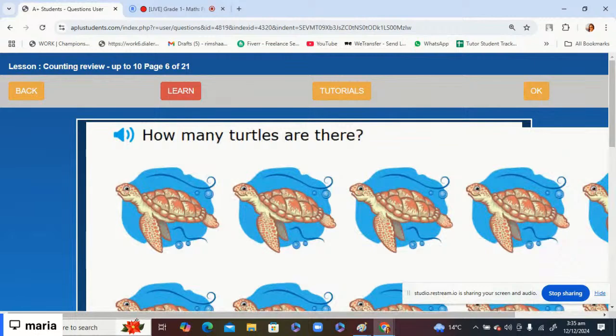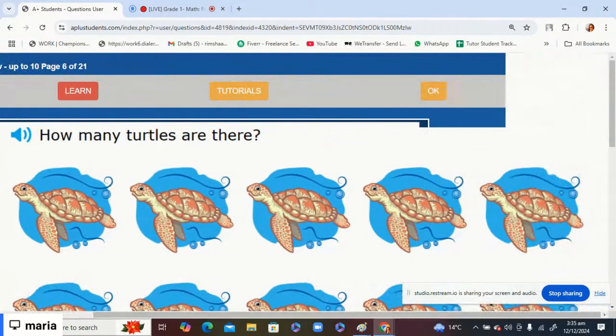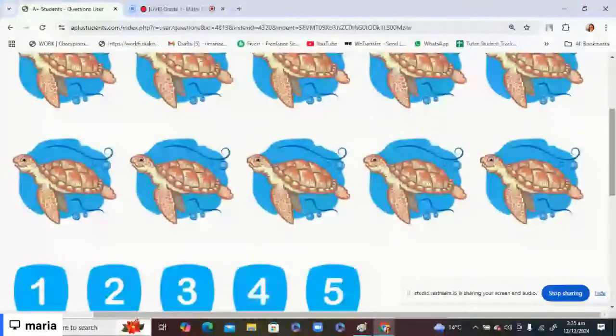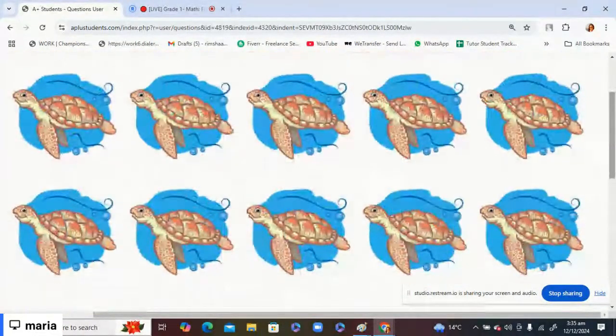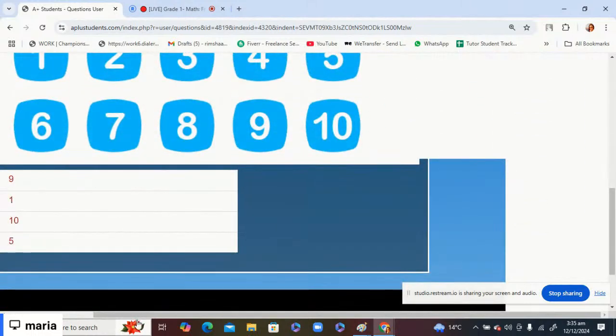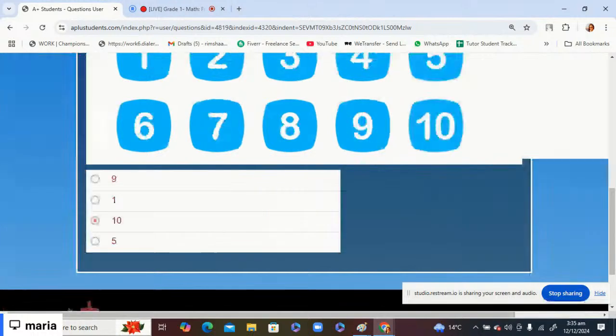How many tortoises are there? Options are given here: 9, 1, 10, or 5. Count it. It's 1, 2, 3, 4, 5, 6, 7, 8, 9, 10. These are total 10. Okay, so let's go with this option. So this is 10.